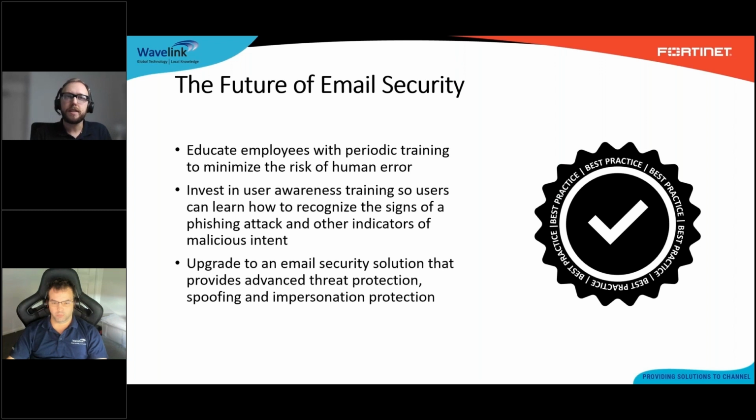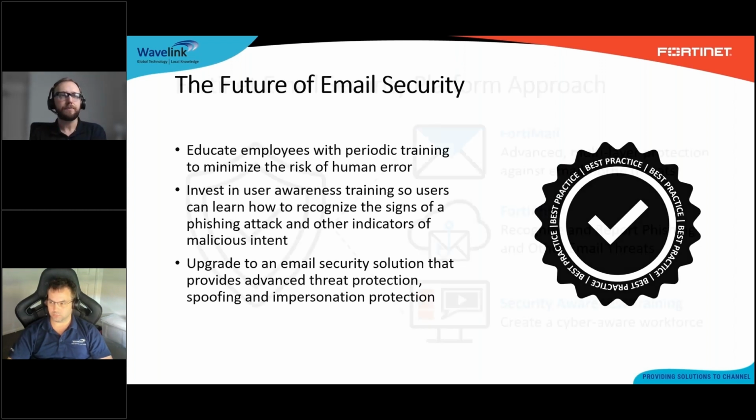Secondly is to invest in user awareness training so that users can learn how to recognize the signs of specifically phishing attacks and other indicators of malicious intent to try and reduce, again, that human error. And then finally, the last component is to utilize an email security platform that provides advanced threat protection, spoofing, and impersonation protection to try and stop those threats from ever reaching directly to the employees.